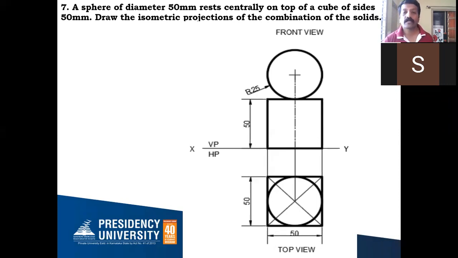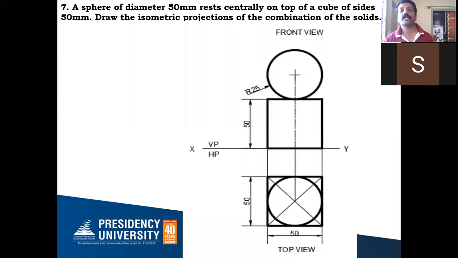Now you take your compass, this intersection as the center, and what is the diameter of your sphere? 50. You take 25 millimeter radius. So with this intersection as the center, you draw the circle. So exactly, the circle you are going to get within the square. So this completes your top view. So the base solid is a cube. It looks like a square in the top view. Above that a sphere is placed. A sphere will look like a circle in the top view.